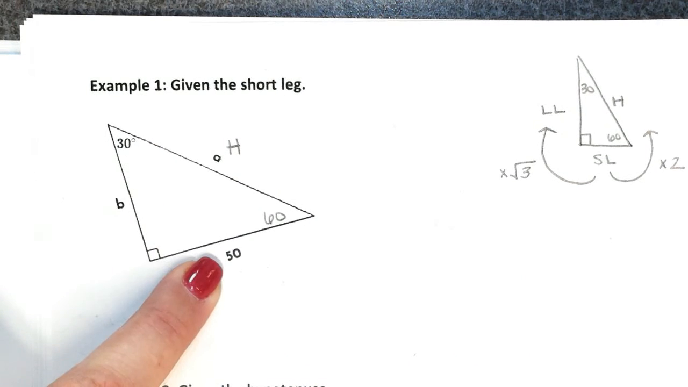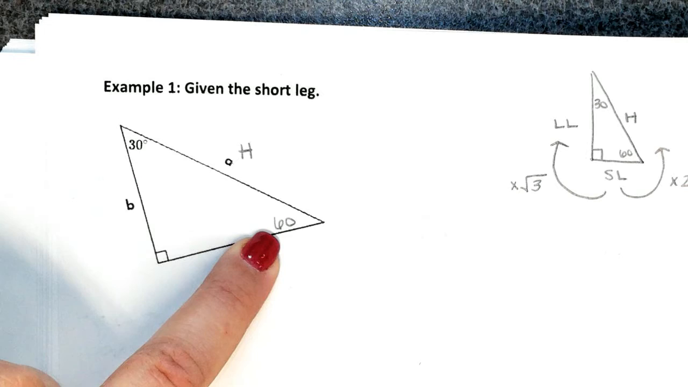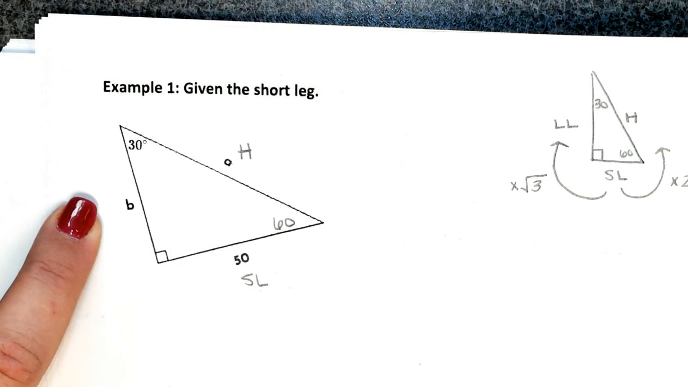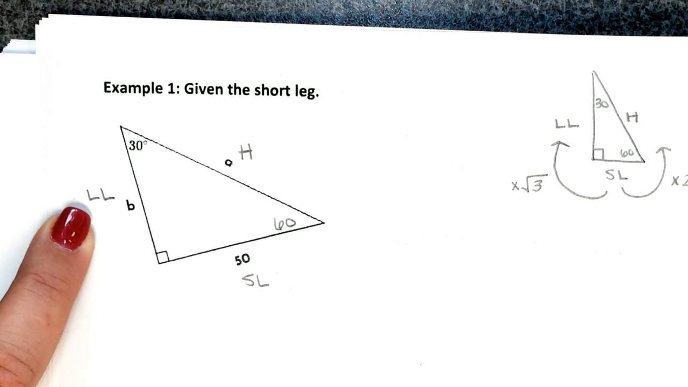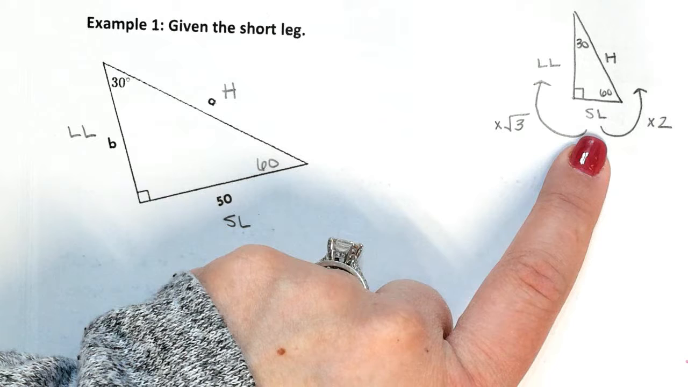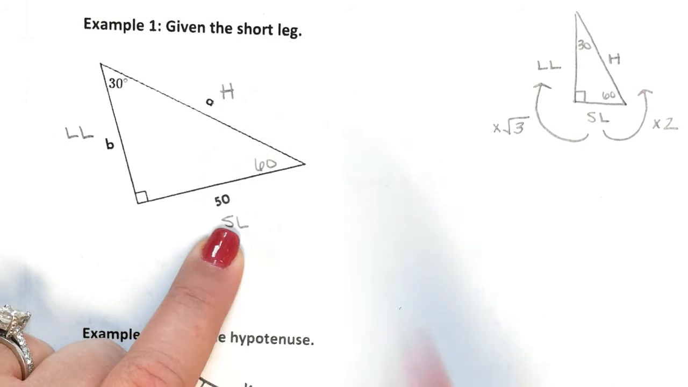Across from the 30, what's this side here? The shorter leg, because it's across from the smaller angle. Across from the 60 then is what? The long leg. Okay. What side do I want to start with here? What side do I really need? The short leg. Do I have it? Yes. Okay, so from the short leg to the hypotenuse, what do I do?